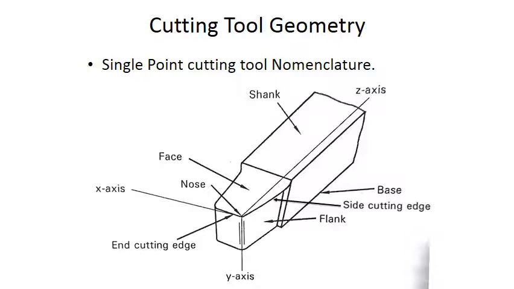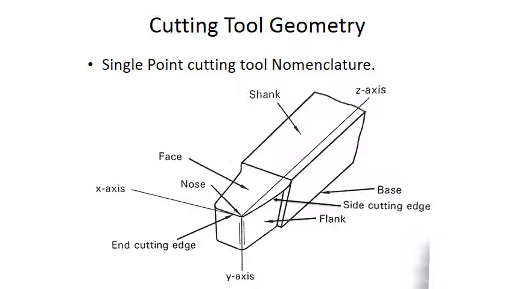What is flank? Flank is the surface adjacent to and below the cutting edge, when the tool lies in a horizontal position. So what is the nose? You can see this figure and understand it clearly. The nose is the tip of the cutting tool, formed by the intersection of the side cutting edge and the end cutting edge.